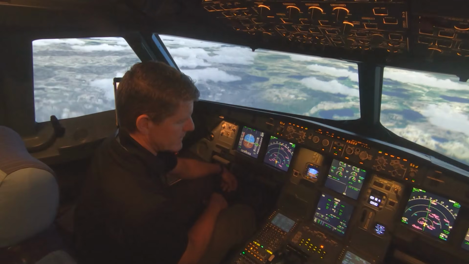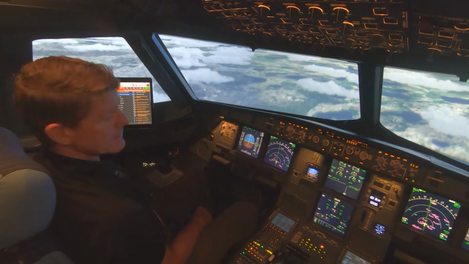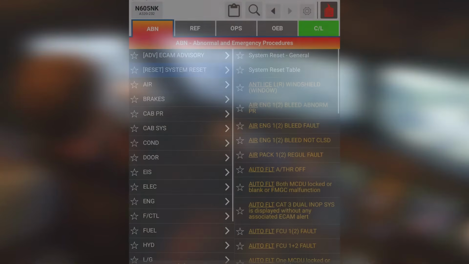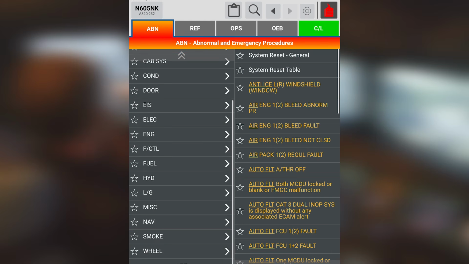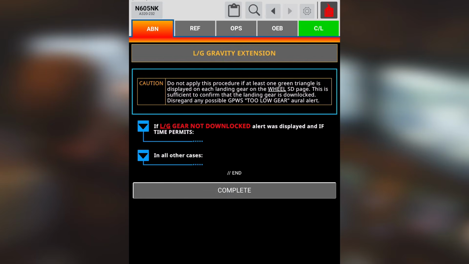ECAM actions completed. I'll check the EQRH for any additional abnormal procedures. Sounds good. Now Neil will go through the EQRH to determine whether or not there are any associated abnormal procedures. Please note that the title of the additional EQRH procedure may not necessarily match the original ECAM, but may be pertinent to the current condition of the aircraft. There are none for the hydraulic system to take care of at this time, but at some point they will complete the gravity gear extension in the QRH as depicted in the status page.